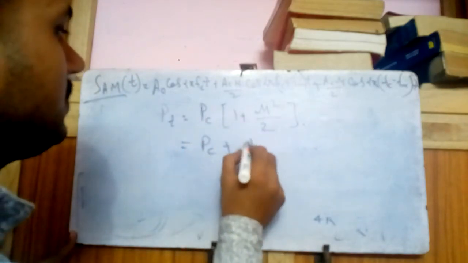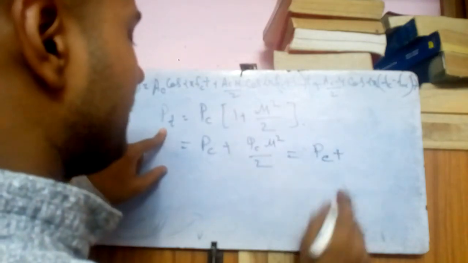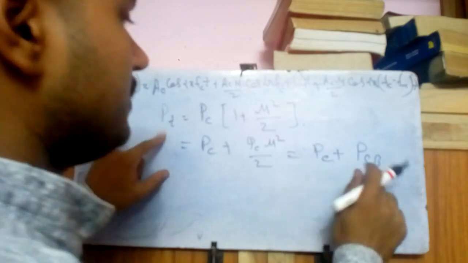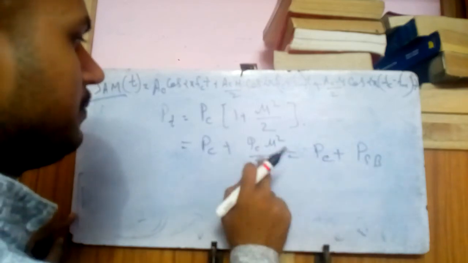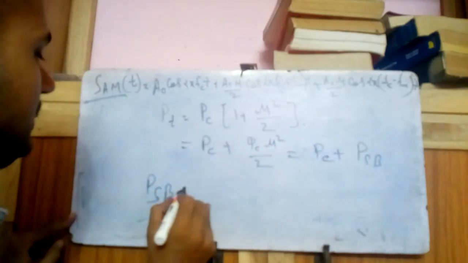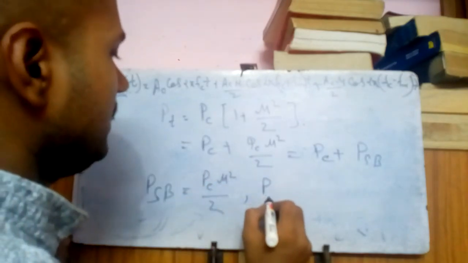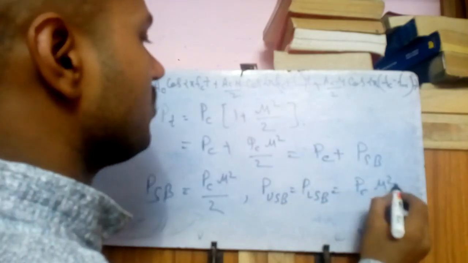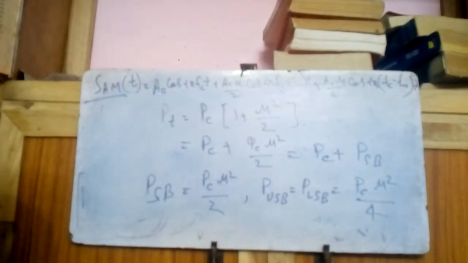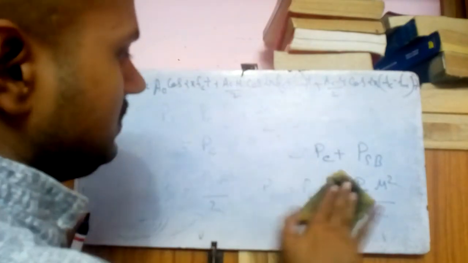Simplify this: PC plus PC mu square by 2. Total power is the carrier power plus sideband power. Sideband power is the addition of upper sideband and lower sideband. So compare this: PC is PC and PSB, the sideband power, is PC mu square by 2. Or we can say PUSB is equal to PLSB is equal to PC mu square by 4. So this is all about the power of the amplitude modulated signal.